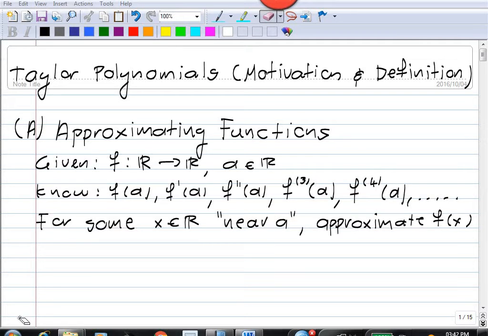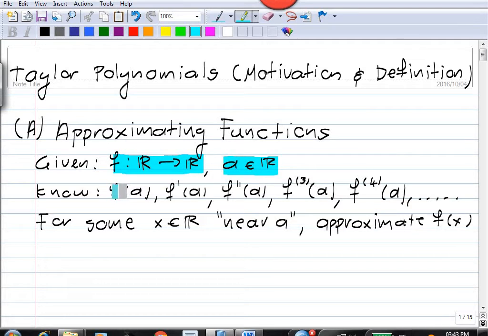In this video, I want to discuss Taylor polynomials, in particular the definition of a Taylor polynomial and the motivation for Taylor polynomials. We start with the following problem. We are given some function f, and for simplicity's sake, let's say f is defined on the whole real line. We also have some real number a, and at a we have a lot of information about the function f.